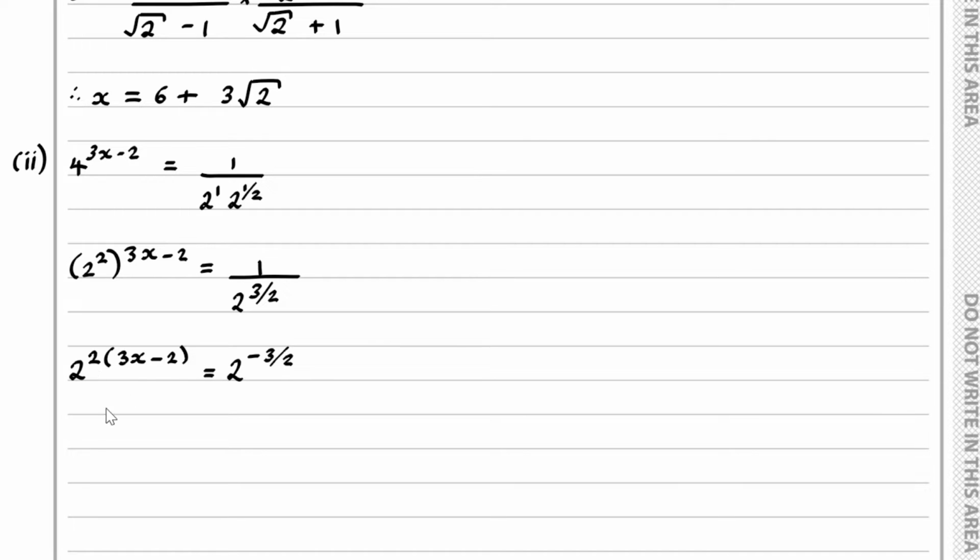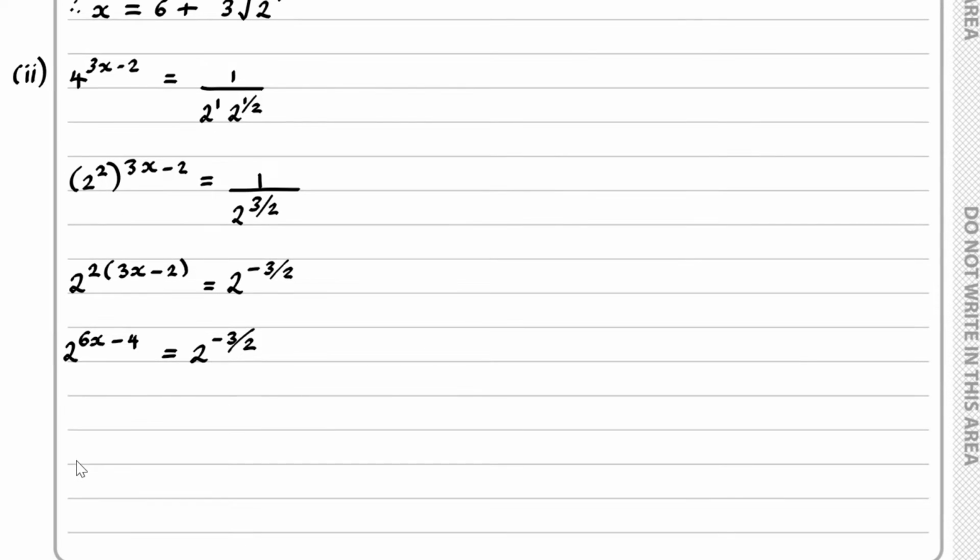First of all, let's expand the brackets here. So we have 2 to the power of 6x minus 4, and this is equal to 2 to the power of minus 3 over 2. And now comparing powers, we see that 6x minus 4 is equal to minus 3 over 2. If I add 4 to both sides, we see that 6x is equal to 5 over 2, and therefore, dividing both sides by 6, x is equal to 5 over 12.